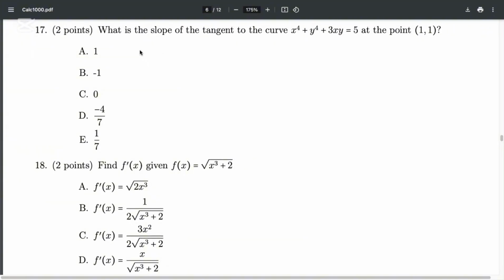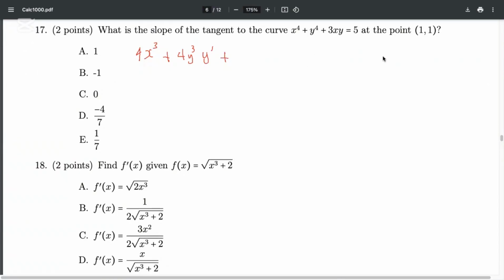So x to the 4 is simply 4x to the power of 3. y to the 4 is also going to be 4y to the power of 3. But because we're taking the derivative with respect to x, we have to write dy/dx after that, or simply y prime to save space. Okay, plus.